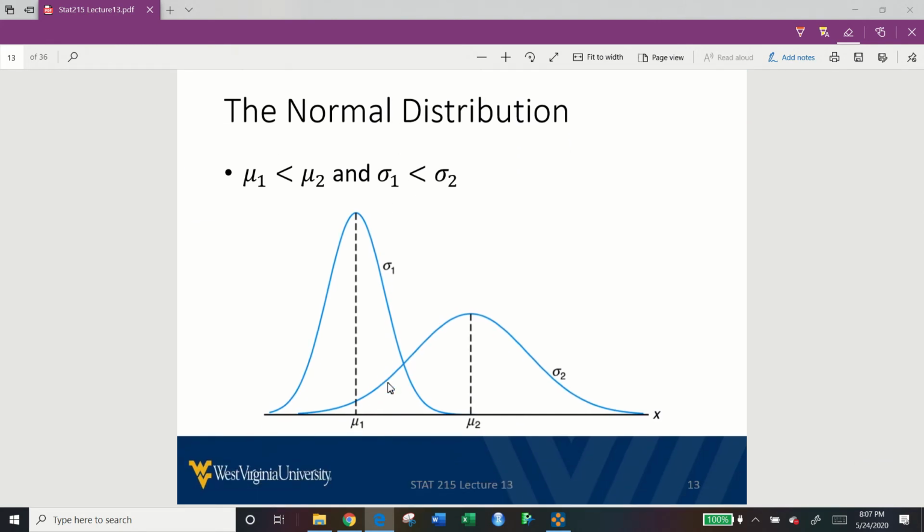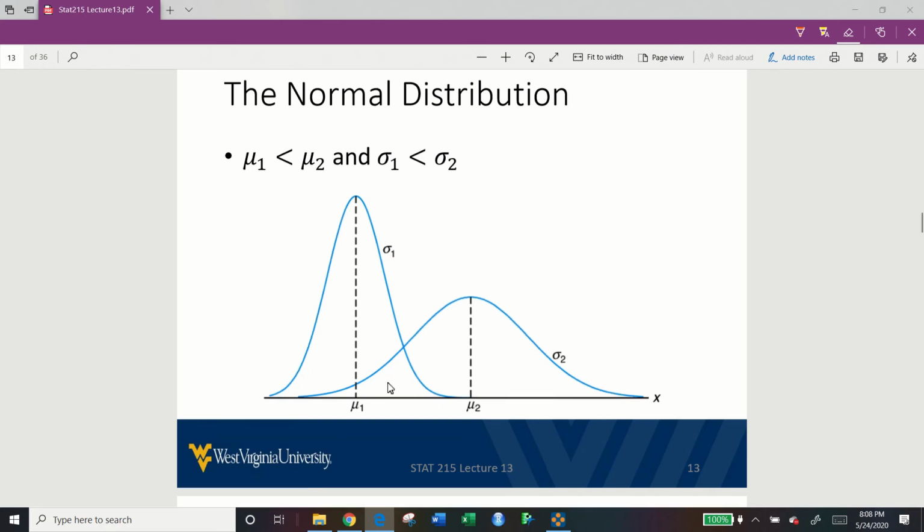And then we can also have a case where, if we're comparing two normal distributions, they have both different means and different standard deviations. If we think of the x-axis as a number line, mu1 is less than mu2, and we can see that mu1 is a little bit to the left. The sigma 1 is smaller than the sigma 2, so our standard deviation is going to be smaller for our first normal distribution, so it's going to have a much narrower bell curve as opposed to our second figure.